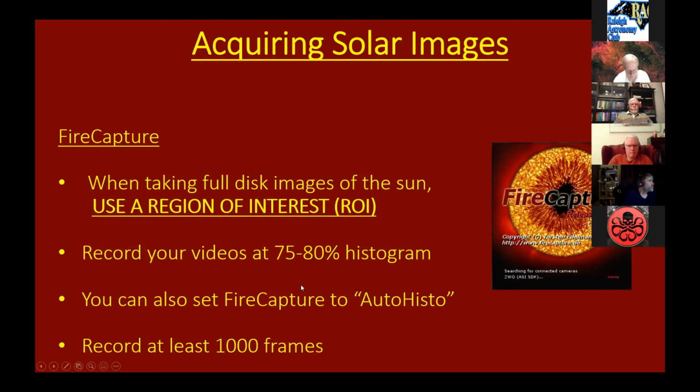That way, if a cloud or just a little bit of haze passes in front of the object, or in the case we're talking about, the sun, the histogram will dim a little bit and go below 75, like I'm recommending here. If you set it to auto histo, it'll adjust the gain to whatever histogram level you set. So say you set 75 and a cloud passes through. Obviously the histogram is going to go down, but FireCapture will adjust it and keep it at 75. So that's nice. For me, I just keep things simple and record 1,000 frames. If you're recording at 10 frames per second, you want to record for 100 seconds.